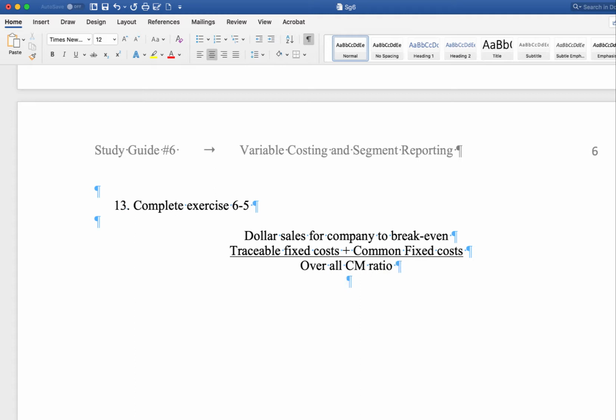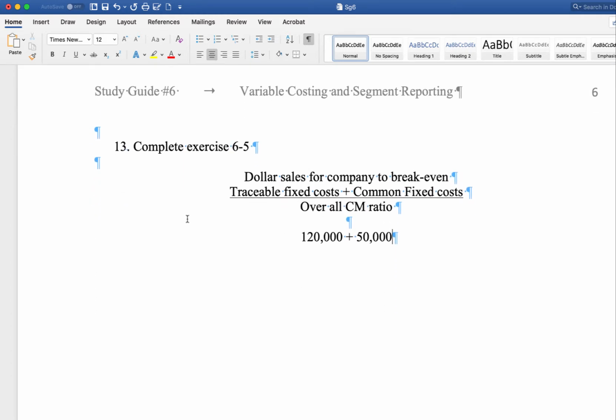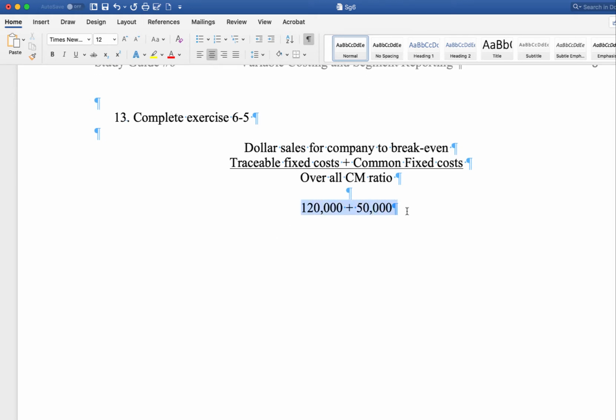Okay, that's pretty easy. We can do that. So let's figure out what is our traceable fixed cost. Well, they're $120,000. They're $120,000 are traceable. What are our common fixed costs? Well, they're $50,000. Okay, not a problem. We can do that. That's easy, right? Sorry guys, I'm a little anal. I want to put in that division line.